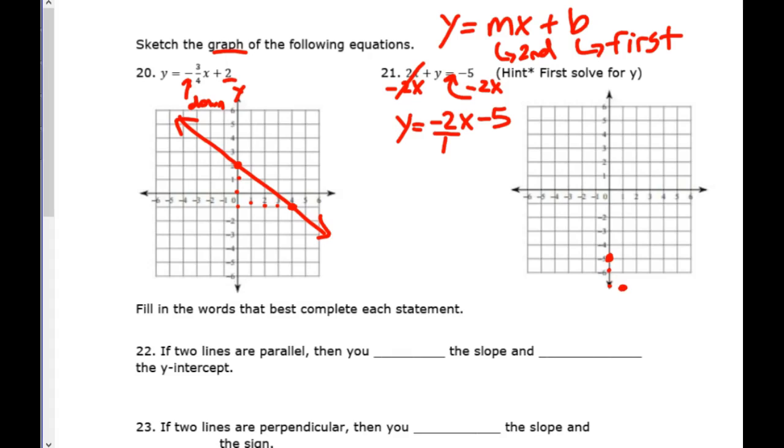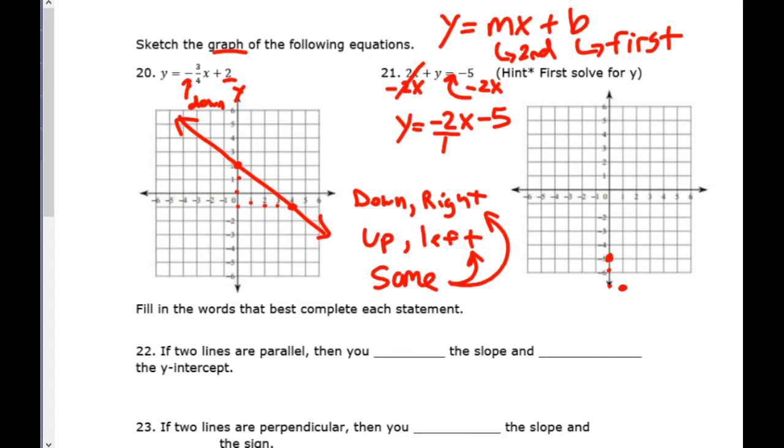Now, I want to tell you, down, right, is the same thing as up, left. They're the same. So instead of down 2, right 1, I can go up 2, left 1. Up 2, left 1. I want you to notice they're going to be in the same exact line.